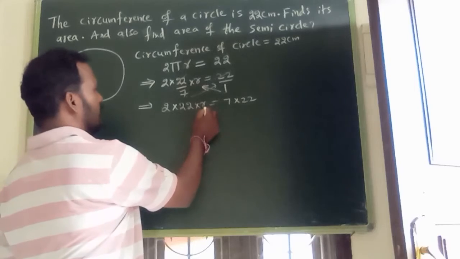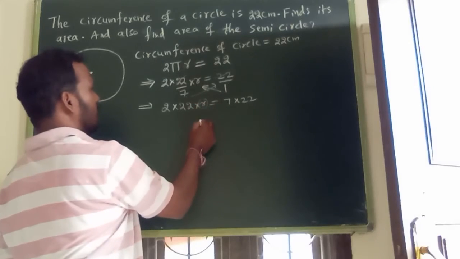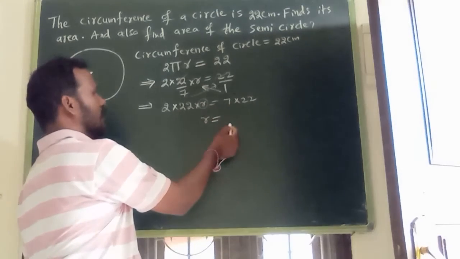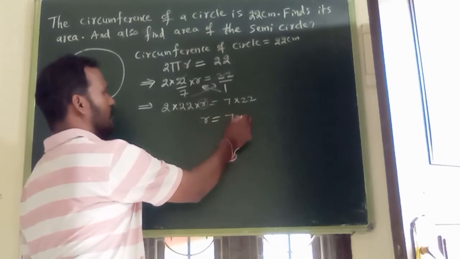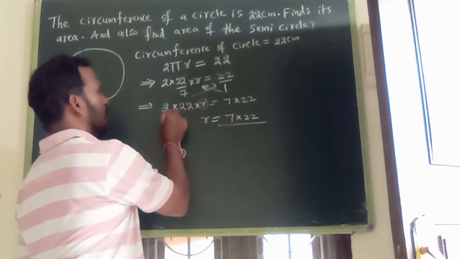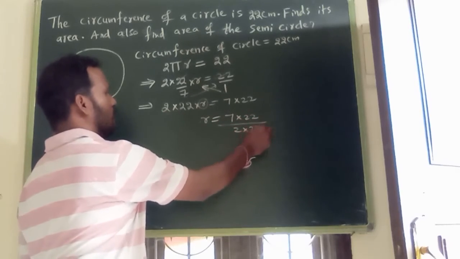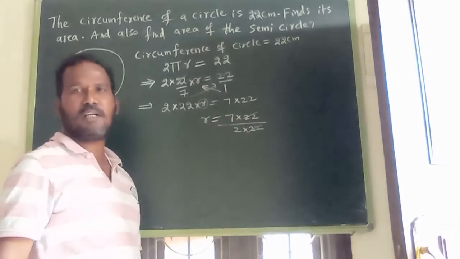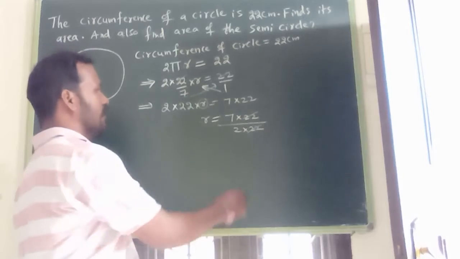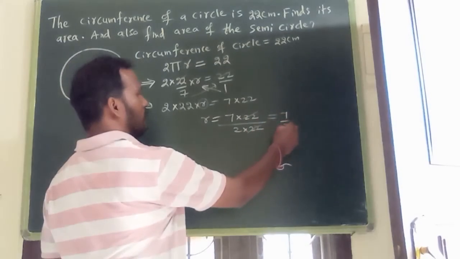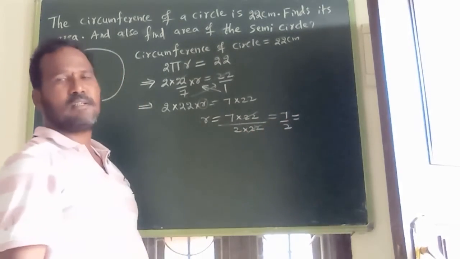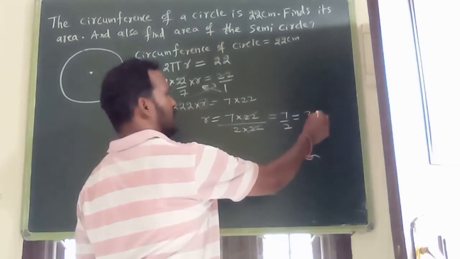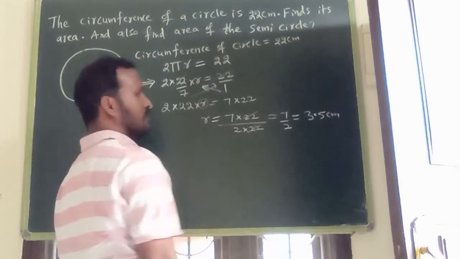So finding the value of r, these two will divide on the right side. r is equal to 7 into 22 by 2 into 22. The 22s cancel. What we have here is 7 by 2. 7 by 2 is equal to half of 7, which is 3.5. The radius is 3.5 centimeters.